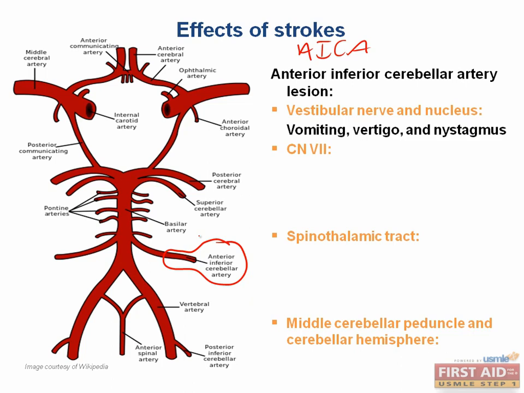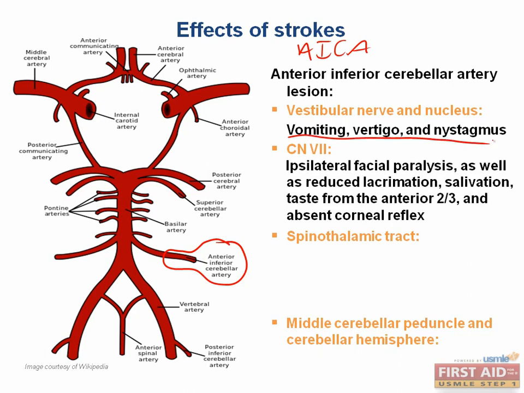So again, with the vestibular nerve and nucleus, you can expect this triad: vomiting, vertigo, and nystagmus. With cranial nerve 7, the facial nerve, you can expect facial paralysis, reduced salivation, lacrimation, and taste from the anterior 2/3 of the tongue, as well as an absent corneal reflex. This is actually kind of an important point because many times when we think of cranial nerve 7, we restrict it to its impact on the tongue and taste and its involvement in the face. But the corneal reflex is actually a very good test for cranial nerve 7, and so you should try to remember that.